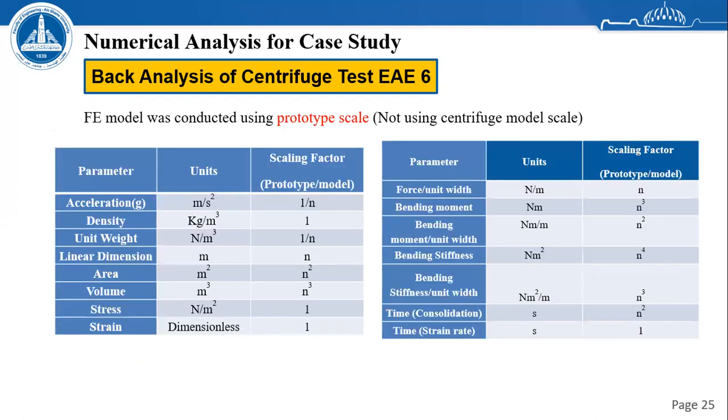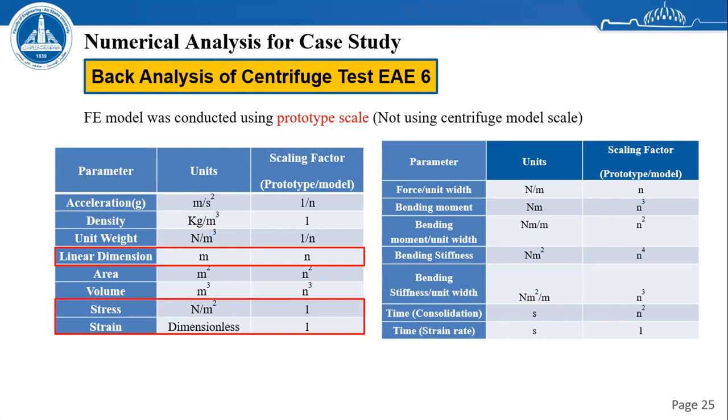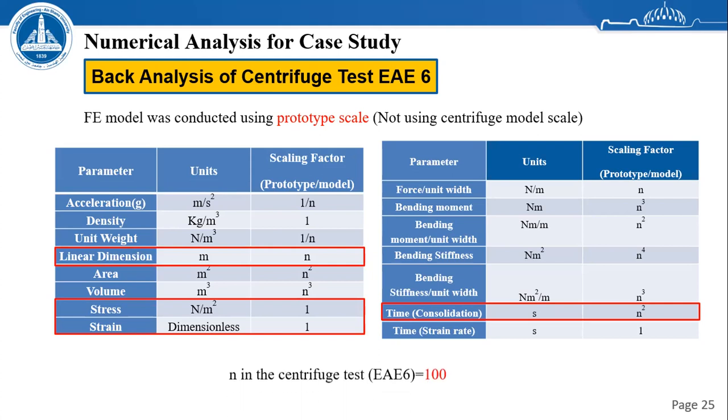We use the following table to convert the centrifuge model scale to the prototype scale. We mainly convert the linear dimension from the centrifuge model to the prototype using the scaling factor N. Also, the stress and the strains in the prototype are equal to the stress and the strains in the centrifuge model. We also consider the time in the model using the factor N squared for the consolidation analysis, and N was equal to 100 in centrifuge test E6.